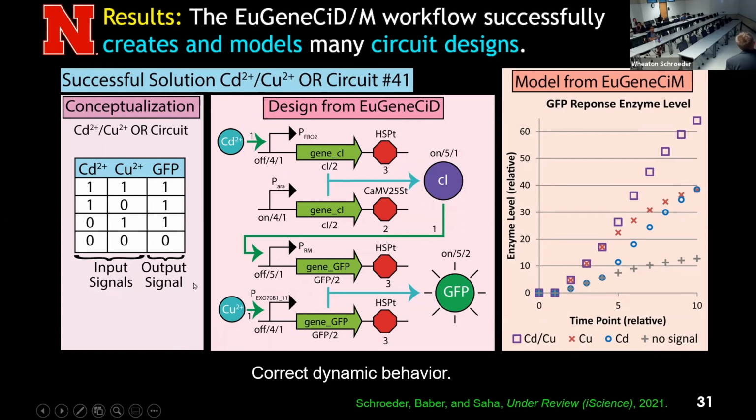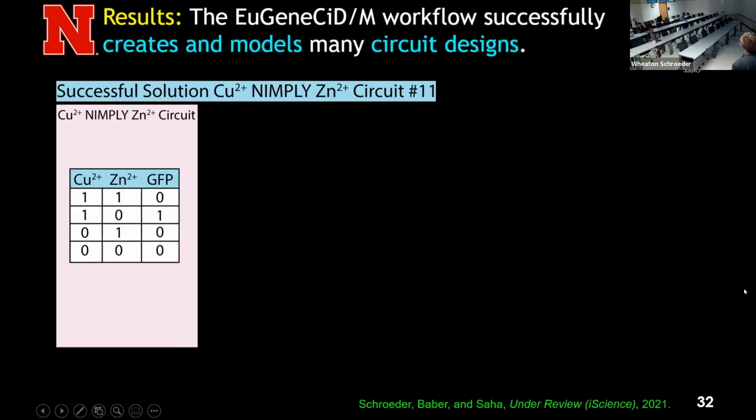So this is actually the first solution for size 4 triads from this CD-CU OR conceptualization. And this is the particular circuit design which gave us the strongest results in terms of on versus off. So this is also going to highlight that our first solution, our most obvious solution, or our easiest to construct solution, is not necessarily going to be the best. And so this highlights the usefulness of tools like Eugene SID for having stronger synthetic biology responses.